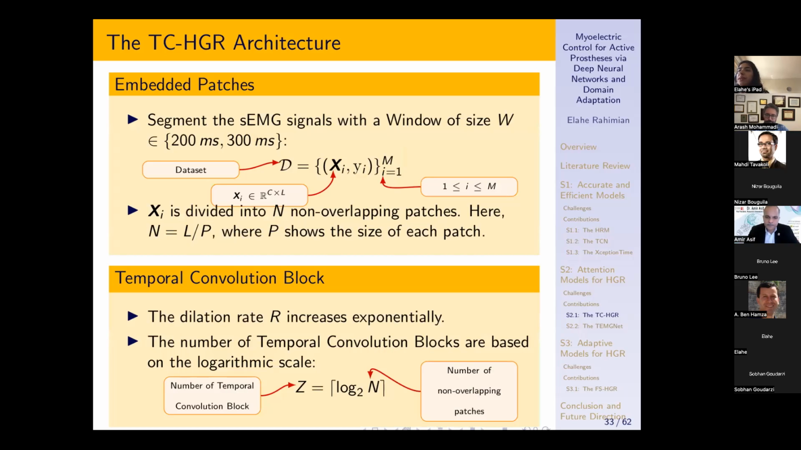More specifically, we have a data set that is a set of segments, and each segment has a label. And after that, each segment is divided into n non-overlapping patches. The reason is that we wanted to reduce the computational burden. And then we are using the temporal convolutional block. Again, we are using dilation convolution because we wanted to access a large receptive field. And the number of these blocks is on a logarithmic scale, and it is a function of the number of non-overlapping patches.